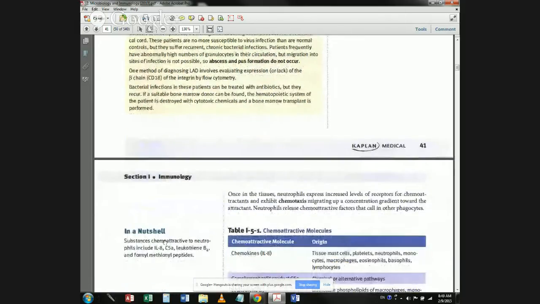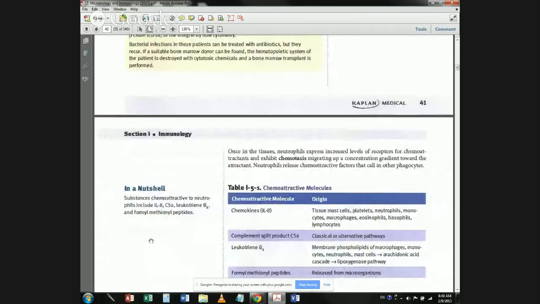It's awful. Okay. So anyway, once in the tissues, neutrophils express increased levels of receptors for chemoattractants and exhibit chemotaxis. Once they form those pseudopodia and enter the tissue, they show more and more receptors so that they can feel their way through the ECM. So they exhibit chemotaxis, basically migrating up a concentration gradient toward the attractant. They try to see where most of the chemoattractants are coming from, and that's the direction they start to move.